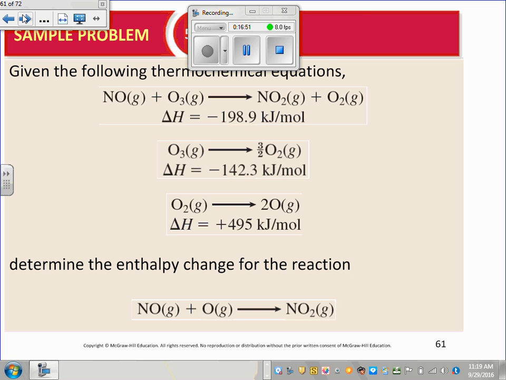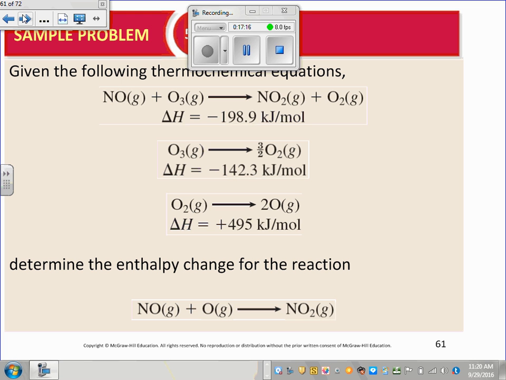So if we look at these reactions, nitrogen monoxide plus ozone goes to nitrogen dioxide plus oxygen. The delta H is negative 198.9 kilojoules per mole. What kind of reaction is that? Exo or endo? Exo. Negative is exo.